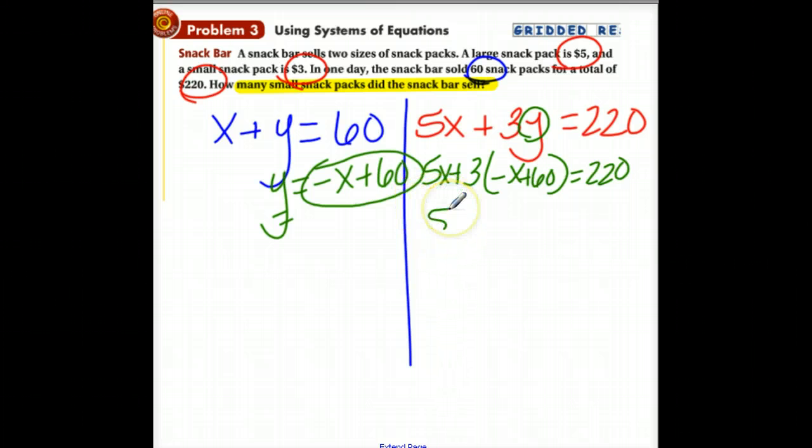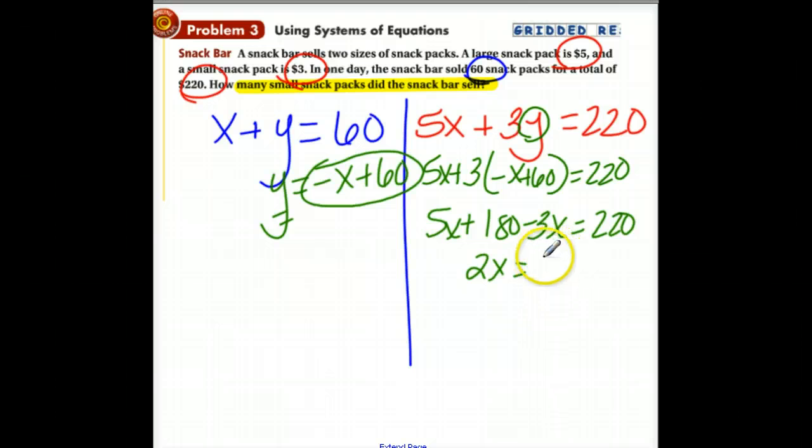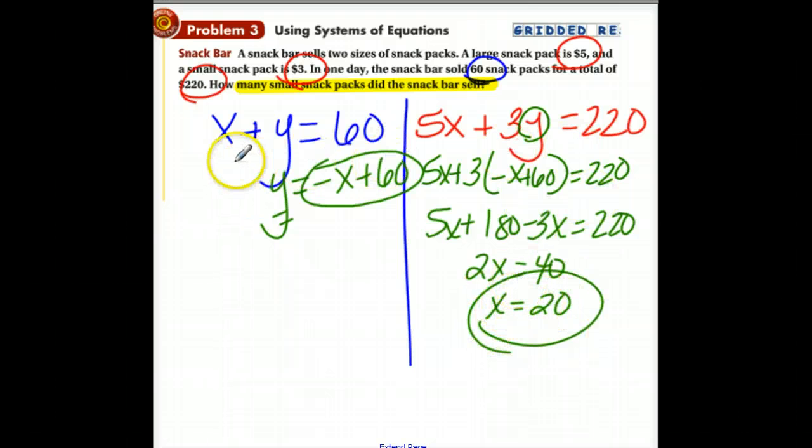5x plus 180 minus 3x equals 220. 5x minus 3x is 2x. If I subtract my 180, I get 40. Divided by 2, x equals 20. So right now, we know our solution to this equation. x is 20, meaning we sold 20 large snack packs.